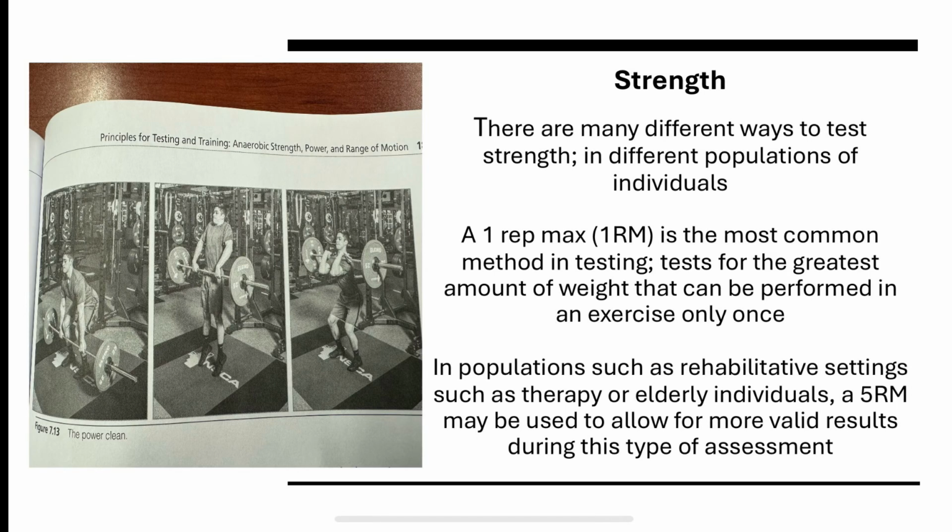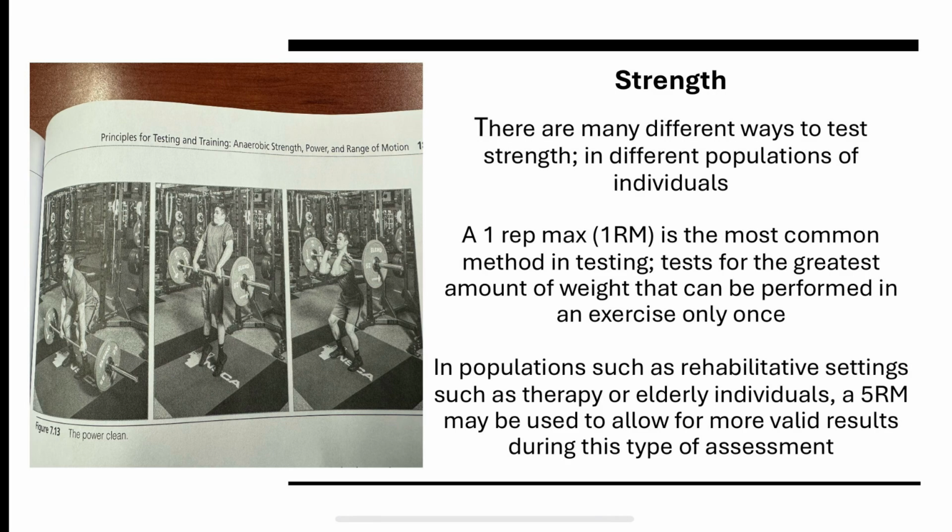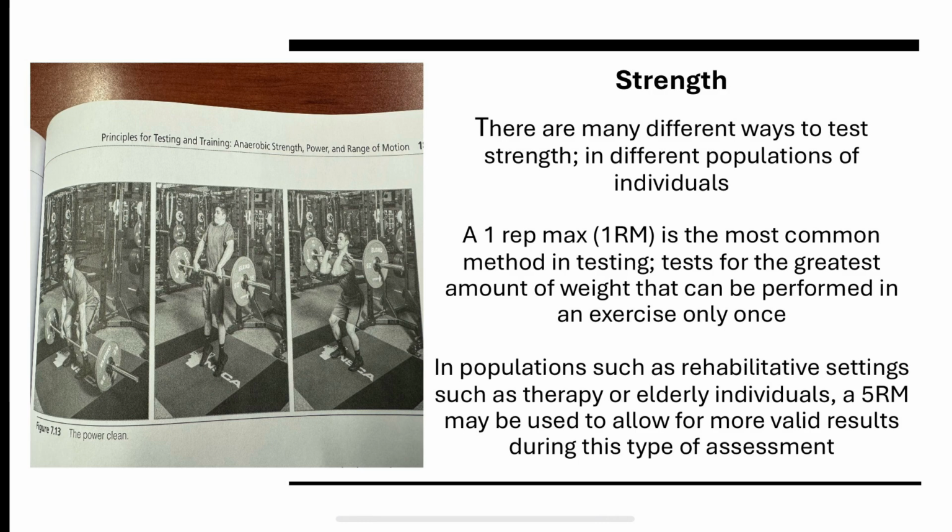When it comes to strength assessment, there are many different ways to test strength and be able to get valid numbers in different populations of individuals. In an exercise setting for healthy individuals, the 1 rep max is the most commonly used strength assessment. This determines the greatest amount of weight one can lift for no more than a singular time during an isotonic movement, which is the shortening or contracting of the muscle.